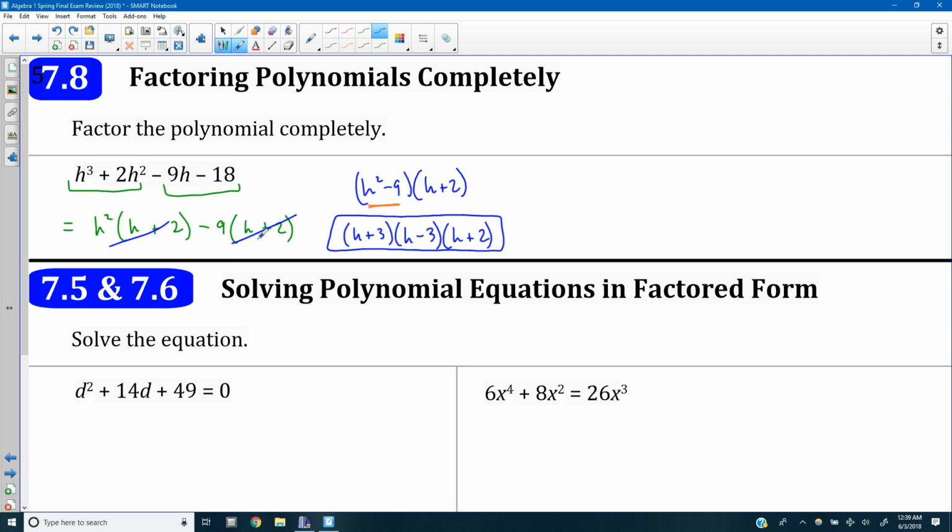Same with the factoring by grouping. A lot of people say, well, wait, how did you only get one of these here? Because I factored it out. Notice what happens here.